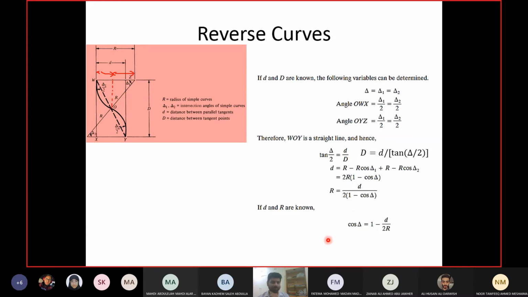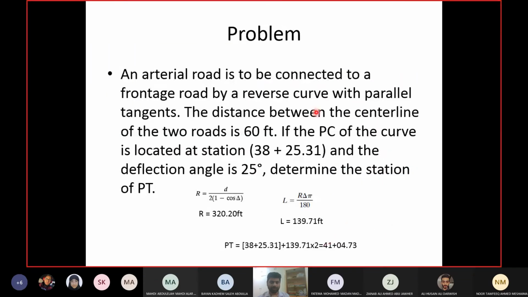Okay, so these are some of the equations for reverse curves. Let us look at an example. We have an arterial to be connected with a frontage road. This is a very good example of why we have to provide a reverse curve on some locations.